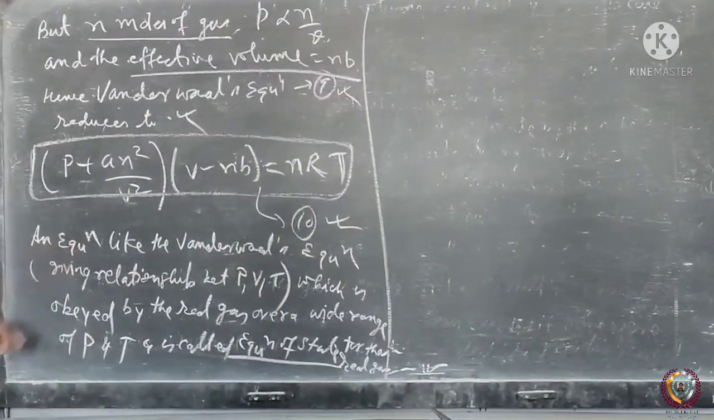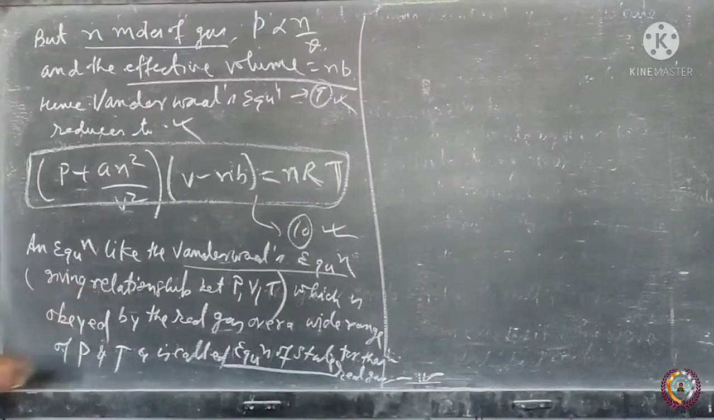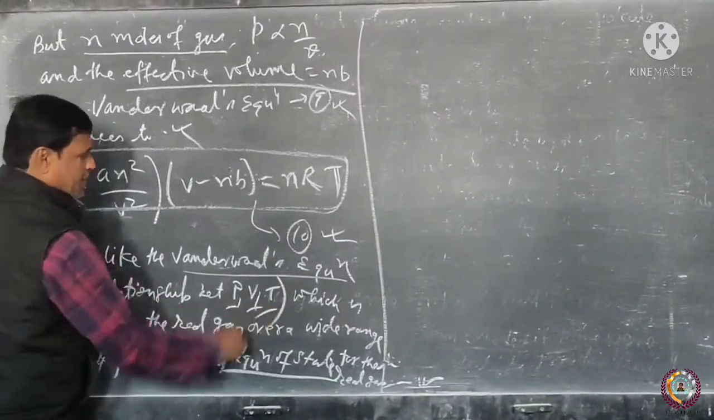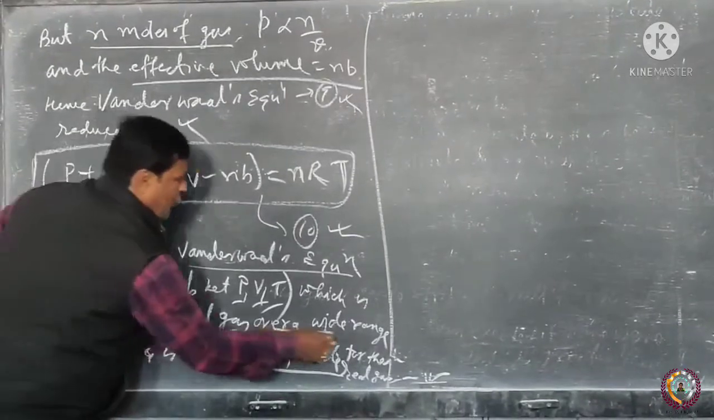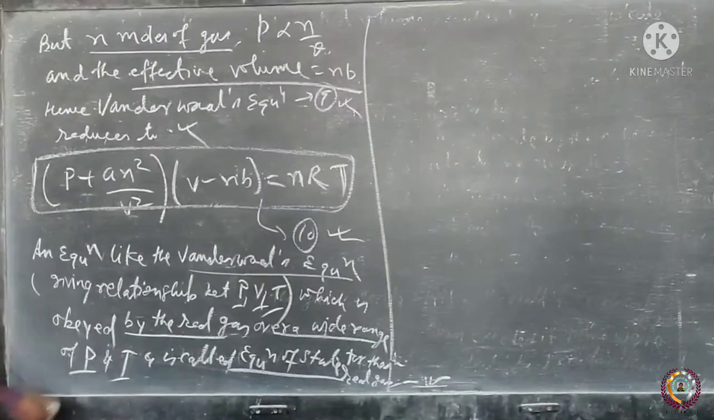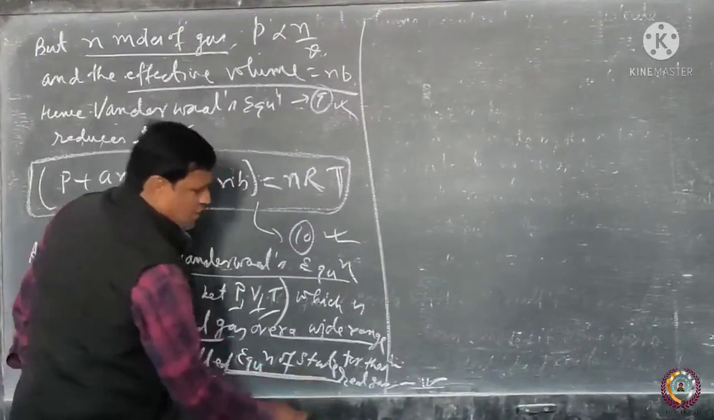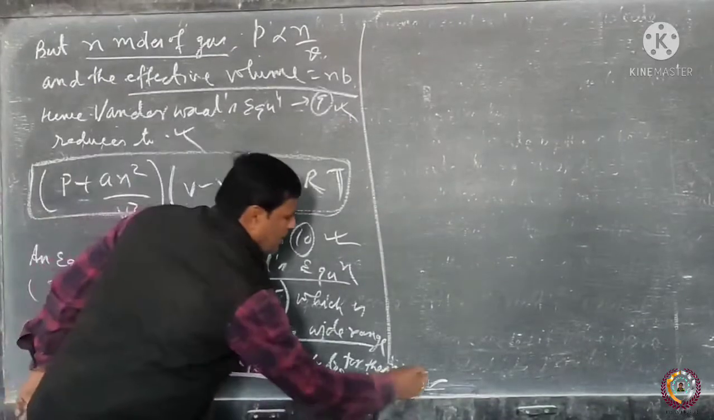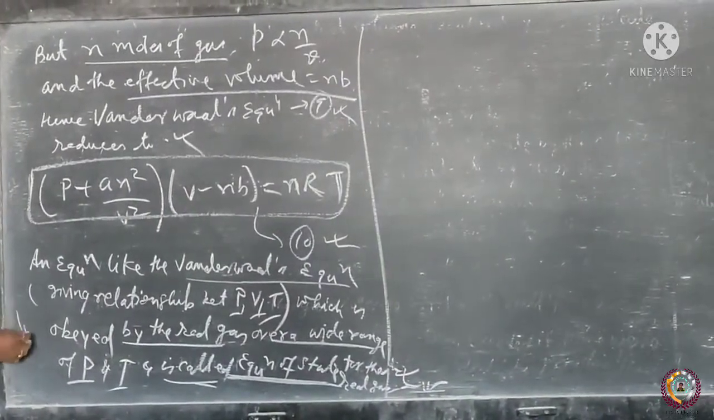An equation like the van der Waals equation, giving the relationship between pressure, volume and temperature, is obeyed by real gases over a wide range of pressure and temperature, and that is why it is known as the equation of state for real gases. This is all about the van der Waals equation.